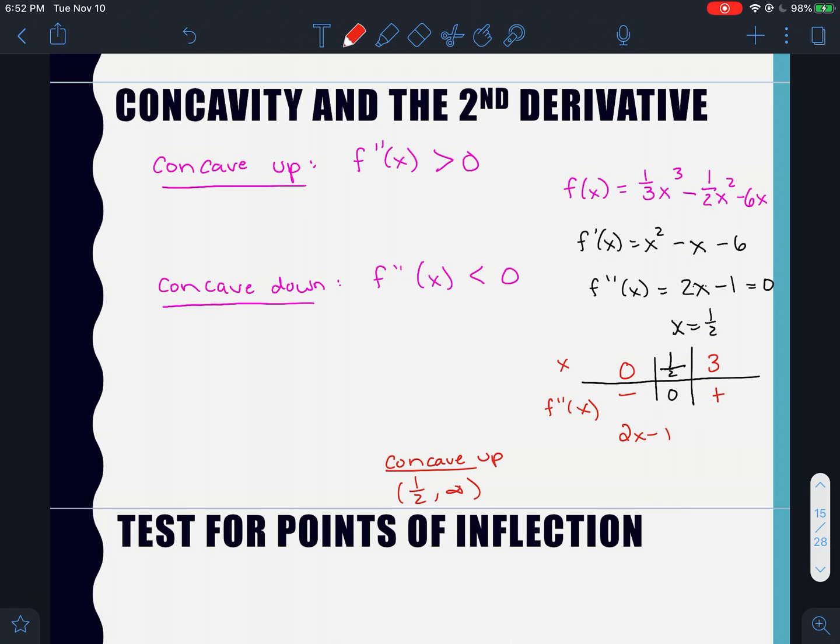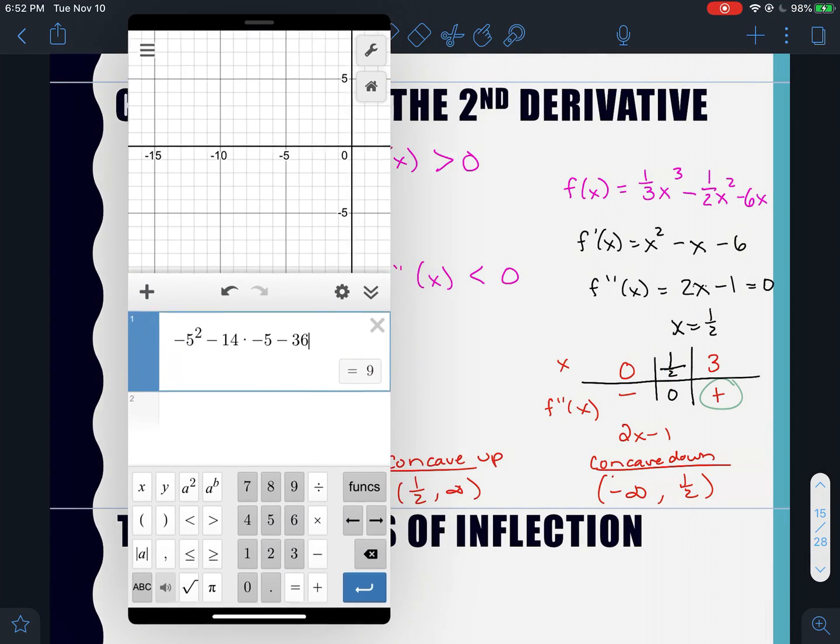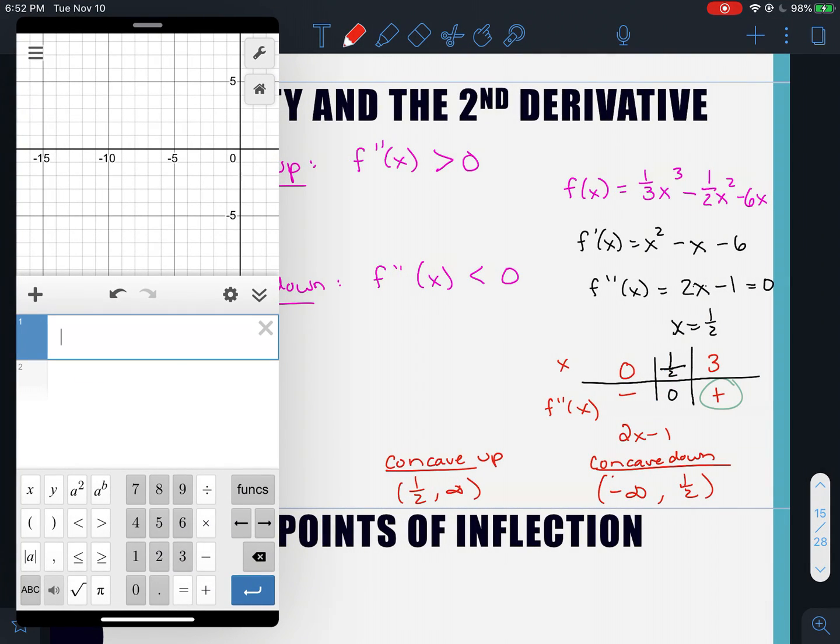The original function is going to be concave up when the second derivative is positive, and that's going to be from 1/2 to infinity, or if x is greater than 1/2, because this is where my second derivative is positive. And then the original function is going to be concave down when x is less than 1/2, so from negative infinity to 1/2.